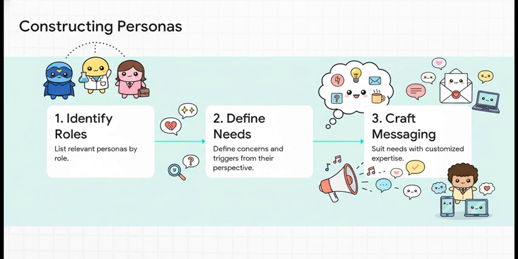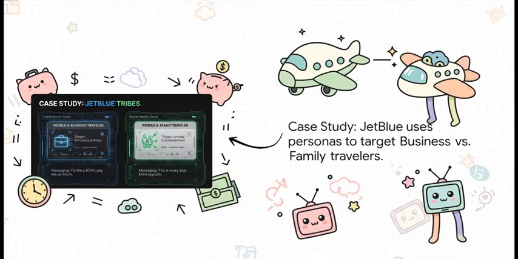And finally, step 3, you craft your message to speak directly to those unique needs. And here is a fantastic real-world example. JetBlue. They sell one thing, a plane ticket, but they don't talk to every traveler the same way. For their business traveler persona, they know the trigger is all about efficiency, so the message is about being a boss without breaking the bank. But for the family traveler, the trigger is stress, keeping the kids happy, so the message is about TVs and extra legroom. It's the same exact product, but with totally different segmentation and messaging.